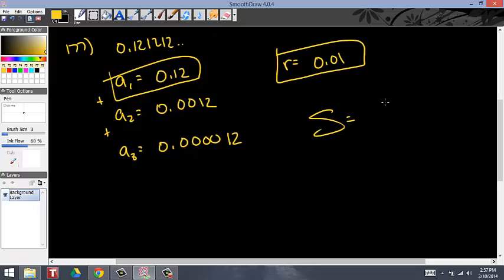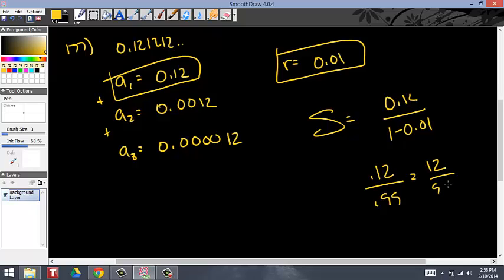Of course we do. S is equal to 0.12 over 1 minus 0.01. So that is 12.12 over 0.99, which is 12 over 99. They both divide into 3. 4 over 33 is the answer.